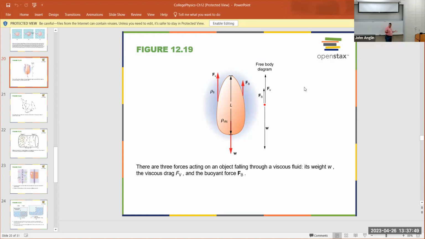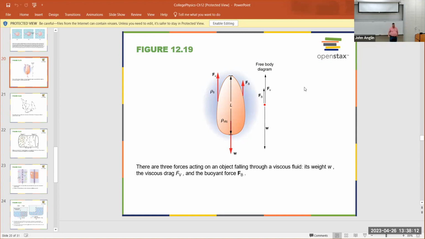There's a drag force that comes from the buoyant force. It comes from this turbulent flow. And at some point, that drag force is going to equal the force of the object falling under acceleration. And so you get terminal velocity.